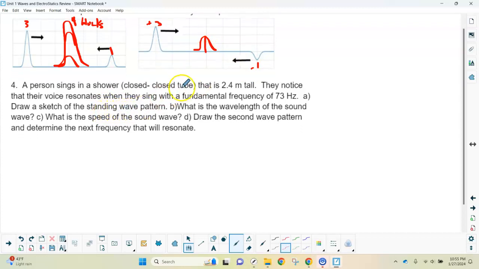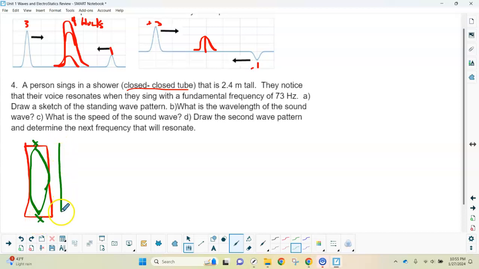For this one, number 4, it says a person sings in the shower, and the shower basically acts as a closed tube. So a closed tube is acting like the wave on the string. So it's closed, it's a node, so you have a node at both ends. So this is very similar to the string problem where we had a node and a node. And the length of this tube is 2.4 meters. Alright, so that's L. And they sing a note of a fundamental frequency, so F1 is 73 hertz.